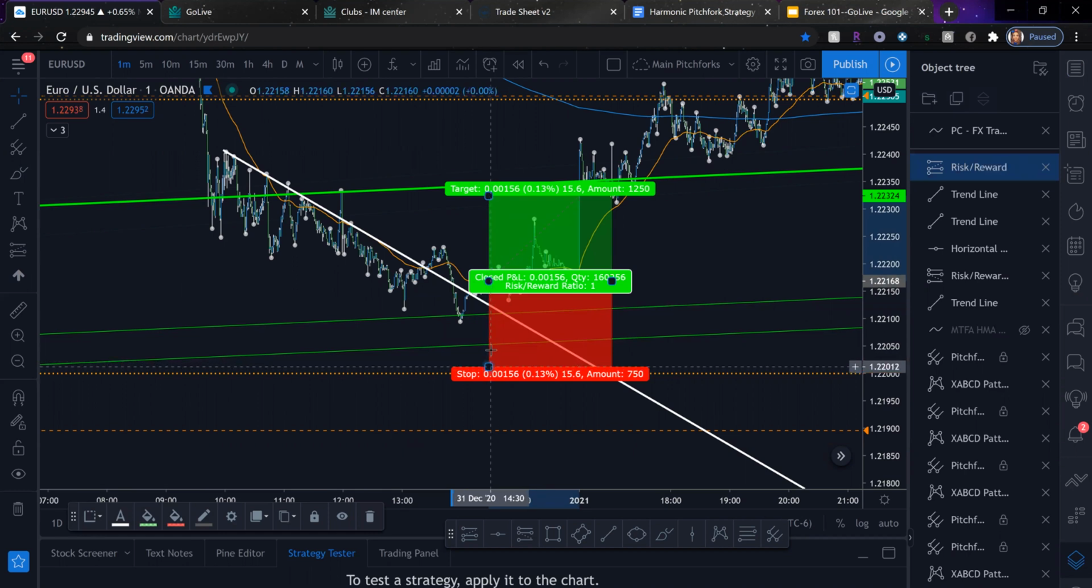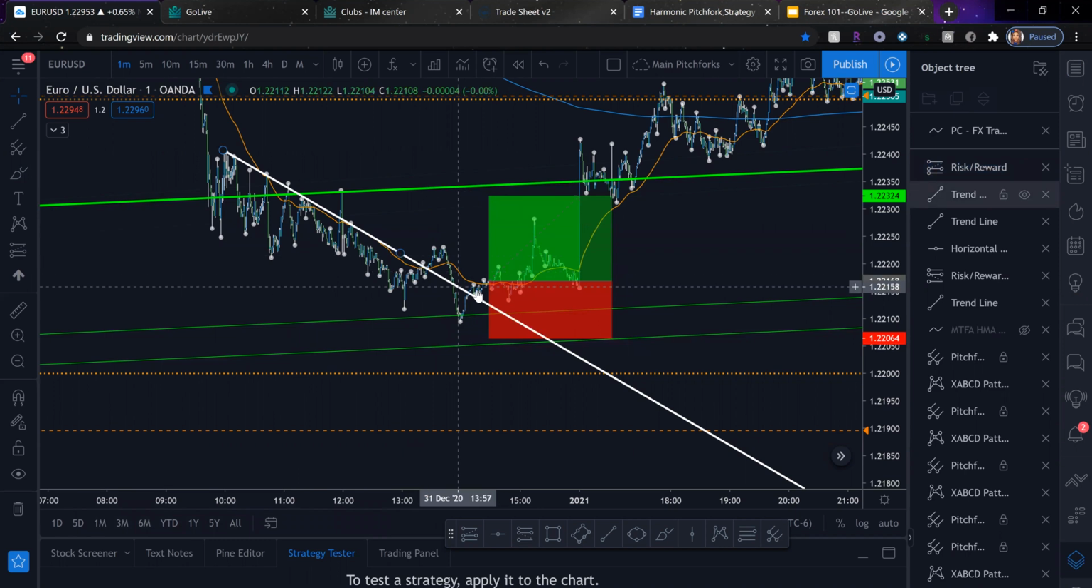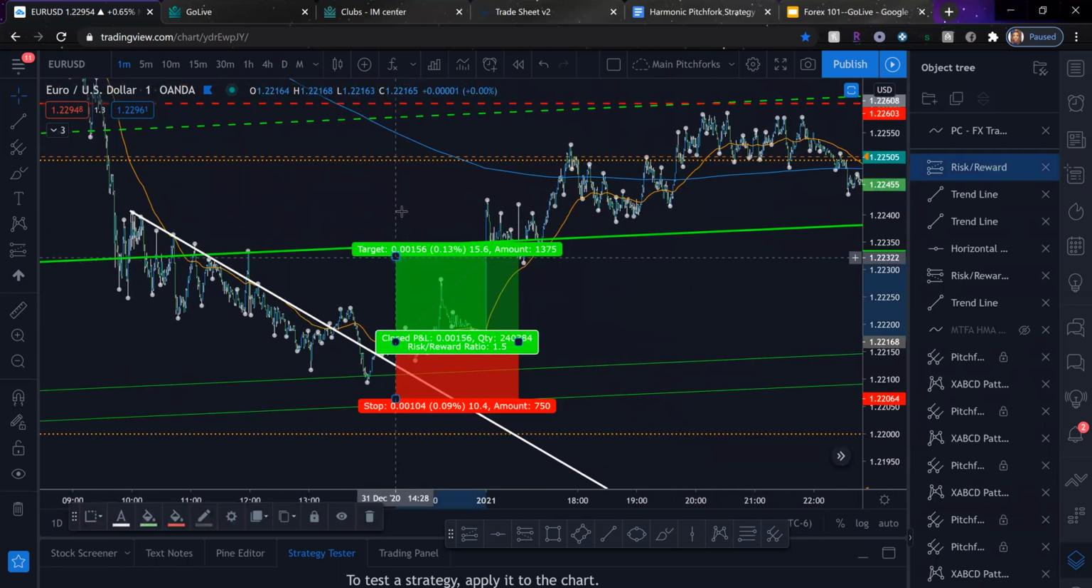Use a 10 pip stop loss. You had this thing covered. It would have covered your extensions. It would have covered your trend line. It would have covered your 62 EMA. It would have covered the previous low. All kinds of good stuff here for a trade opportunity.